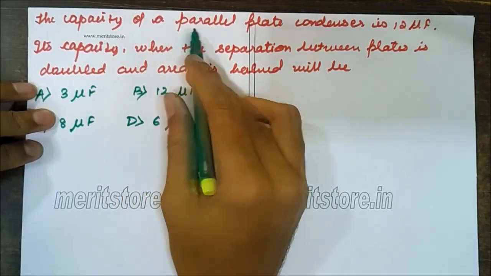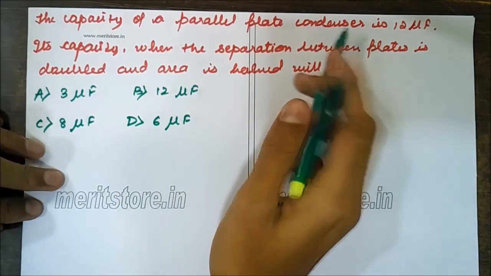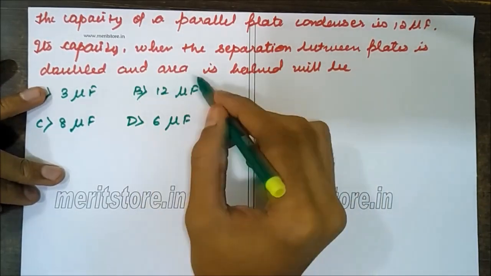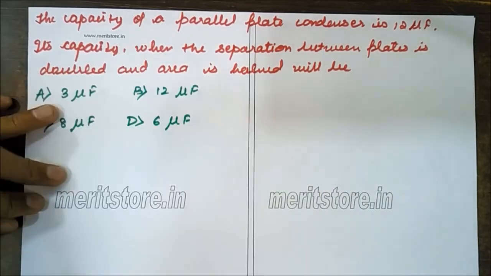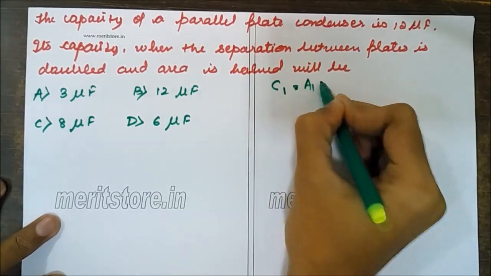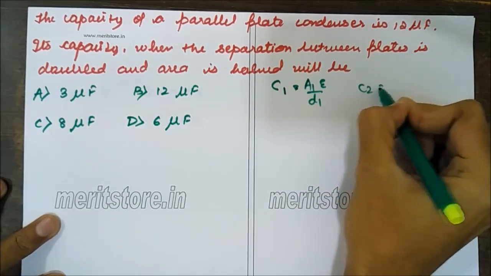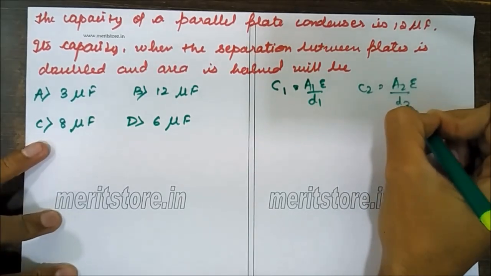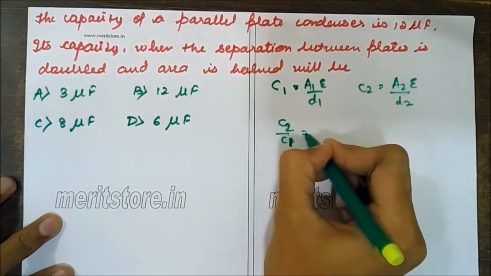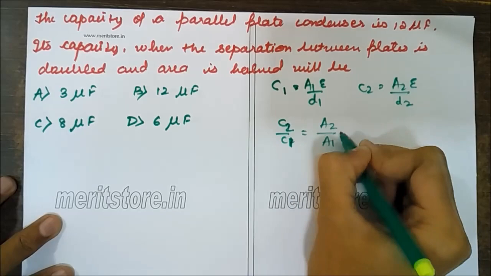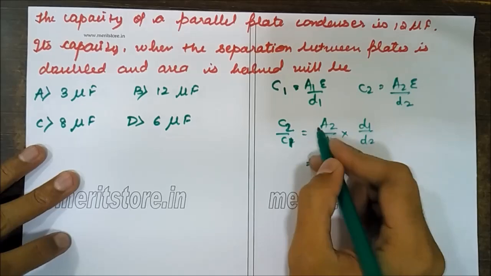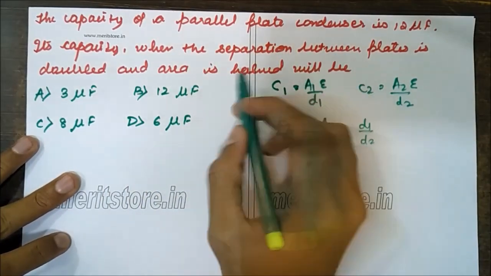Next, the capacity of a parallel plate capacitor is 12 microfarad. What is the capacity when the separation between the plates is doubled and the area is halved? So we have to consider two conditions here. C1 equals A1 epsilon naught upon D1, and C2 equals A2 epsilon naught upon D2. So comparing, C2 upon C1 is A2 upon A1 multiplied by D1 upon D2, as the capacitance is inversely proportional to the separation. So the area is halved and the separation is doubled.